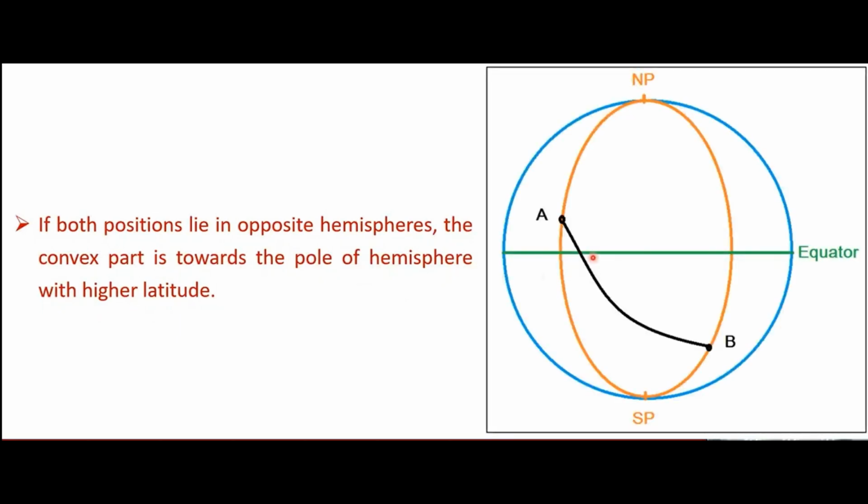You can see in this diagram, we have position A in the northern hemisphere, we have position B in the southern hemisphere. Needless to say, latitude of B is higher than the latitude of A. So the track between AB or BA is curved towards the southern pole because the southerly latitude is higher than the northerly latitude.